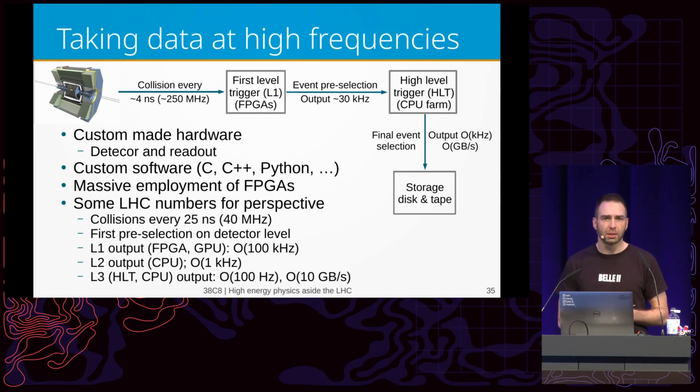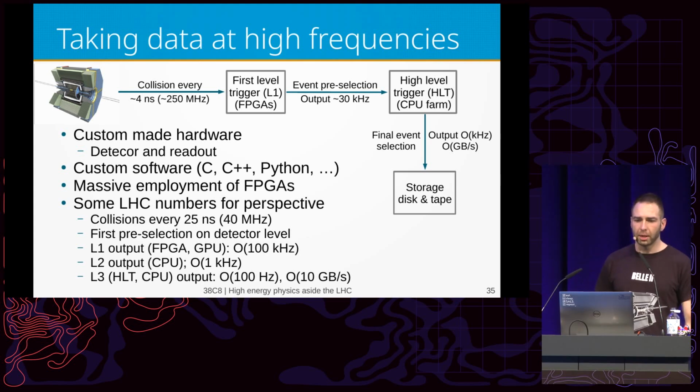Of course, we cannot just go to some big company and say, please build us a detector, write the software and do all the readout. It's all custom-made hardware and software. For the detector and the readout, as I said, the readout is mostly done on FPGAs. Other detectors by now also use, for example, GPUs. The software usually is written in C, C++, and Python, at least in our case.